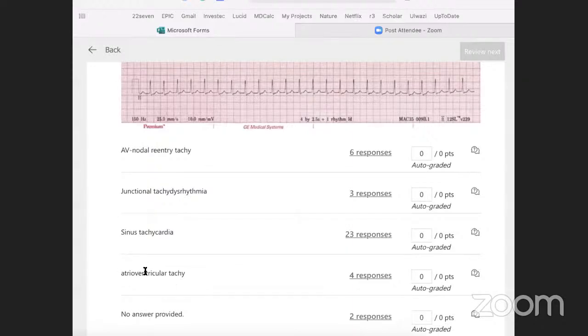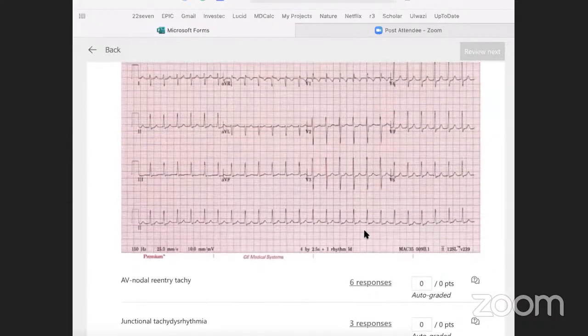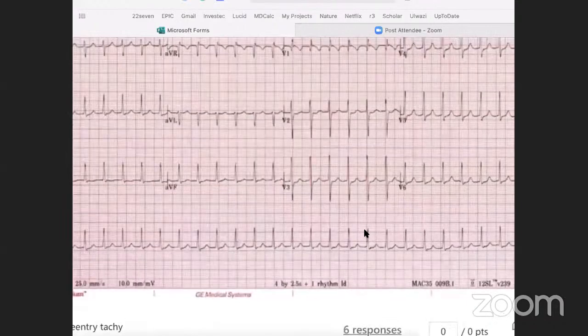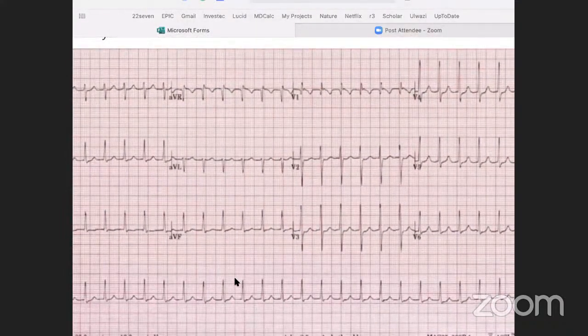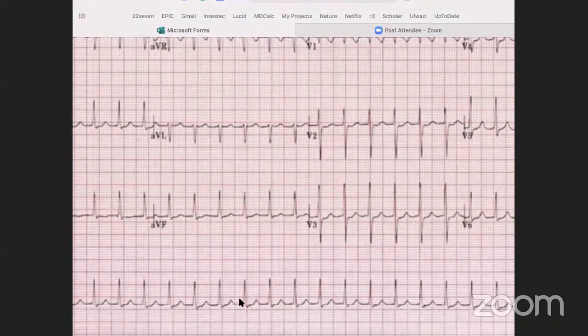I do have a slide that I'll show you just now to help differentiate between an AVNRT and an AVRT. And so I see most people have gone for a sinus tachycardia, and it is very challenging to see that. And to advocate for sinus tachycardia, I would have to say that I see a P wave preceding every QRS complex, which is not the case in this ECG. There is an AV dissociation.